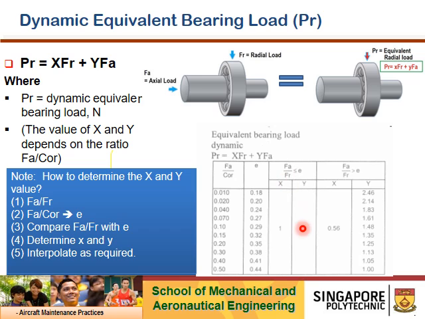But if your FA over FR is greater than E value, then in this case, your X is 0.56, your Y will be determined depending on your ratio of FA over COR. And you need to interpolate to get the correct Y value. Okay, when we come to the example, we will talk about this interpolation. So let's move on.